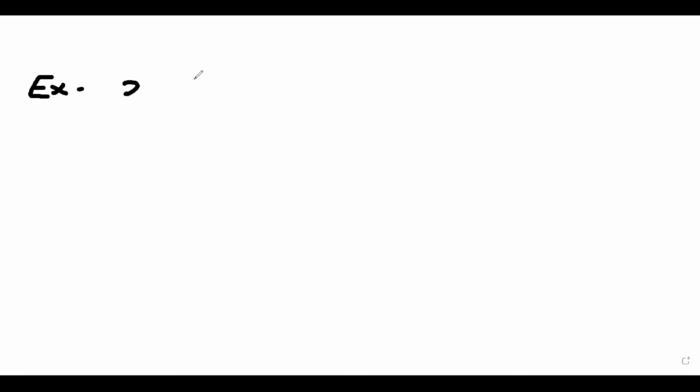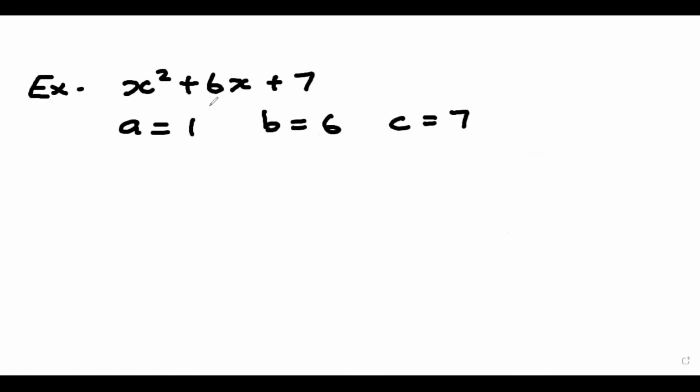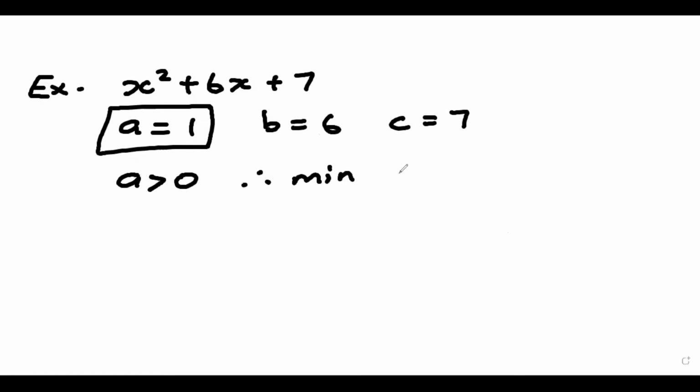x squared plus 6x plus 7. The first thing you want to do is label a, which is 1, b is 6, and c would be 7. So you look at a to see if it is greater than or less than 0. In this case, a is 1. That means a is greater than 0. Therefore, we will have a minimum curve.